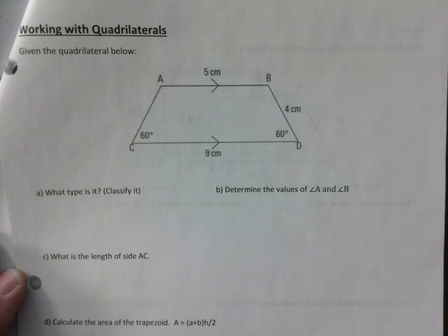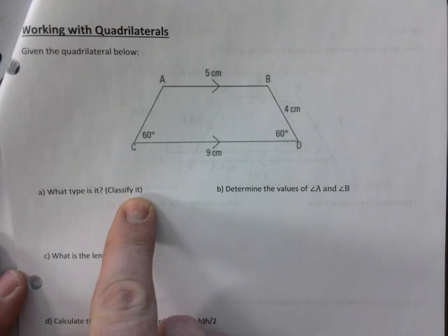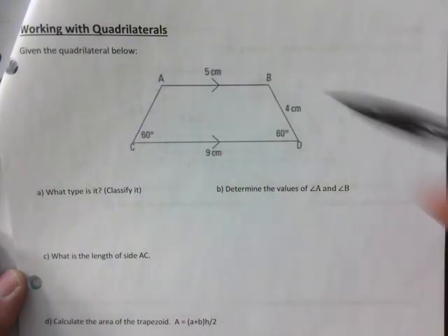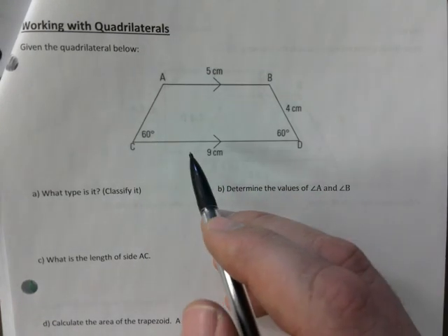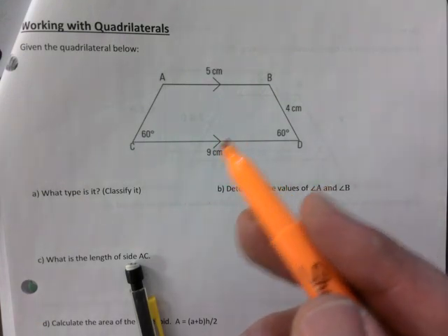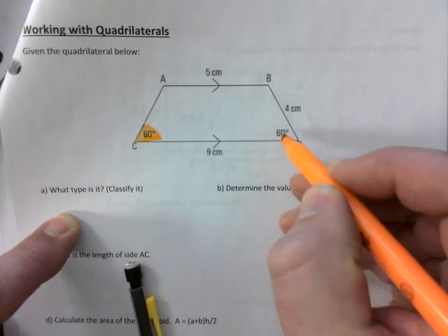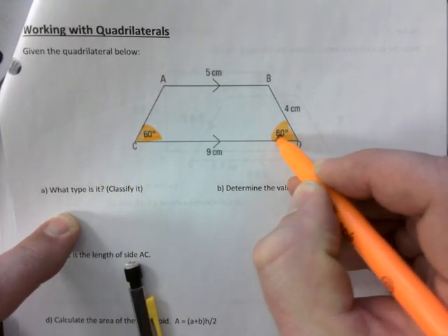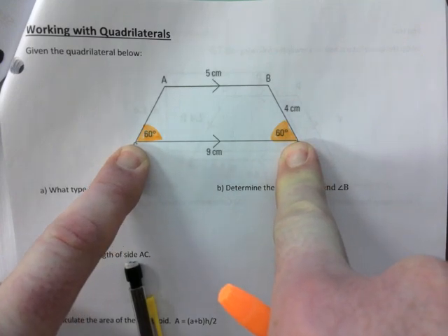So given the quadrilateral below, what type is it classified? If I just showed you this, would you be able to tell me that? Because it looks like an isosceles trapezoid, doesn't it? But the actual reasoning is, because it could have kind of just been drawn like it, what gives it away is this one. If the base angles are the same here, they're the same, right? That's where the isosceles part comes from.